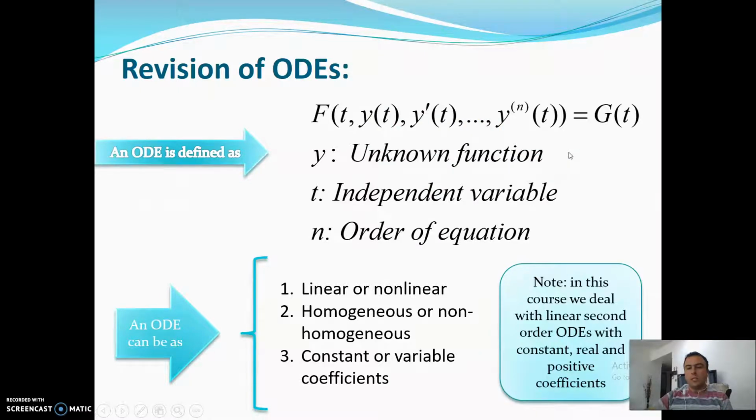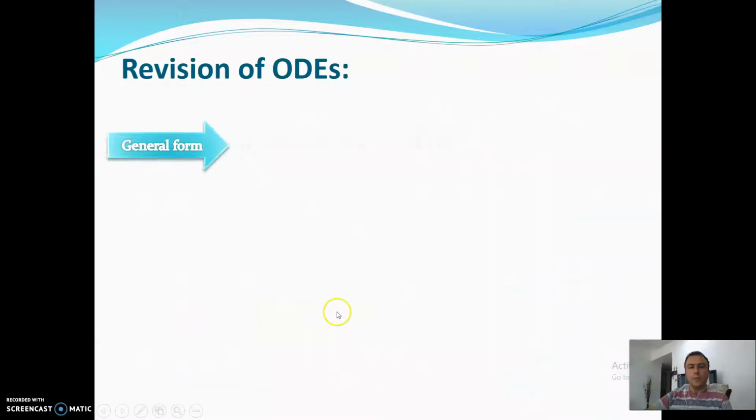But a good news is that in this course, MM366, we deal with only linear second order ODEs with constant and real coefficients, so we will have only linear equations with constant and real positive coefficients, but we will have both homogeneous and non-homogeneous equations. Okay, so the general form of the equation that we deal with in vibration in MM366 is in this form: a0 y double prime plus a1 y prime plus a2 y is equal to f(t).